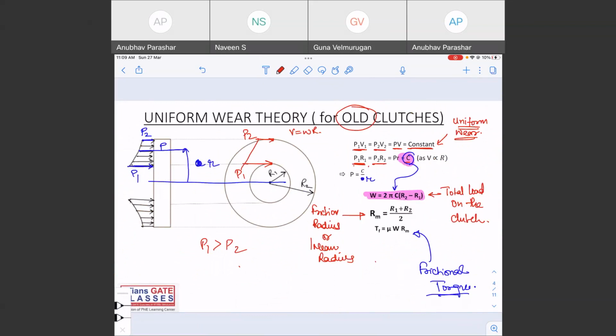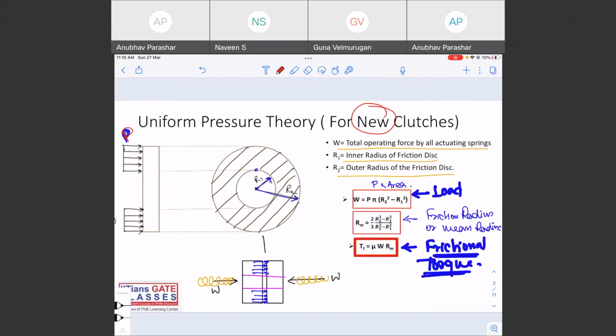You have a new clutch and you have an old clutch. This is the logic I am telling you so that you can remember it this way. It is a new clutch. Definitely the new clutch will give you more friction, right? So that is how you can keep it in your mind: uniform pressure theory will give you more frictional torque than the uniform wear theory, right?